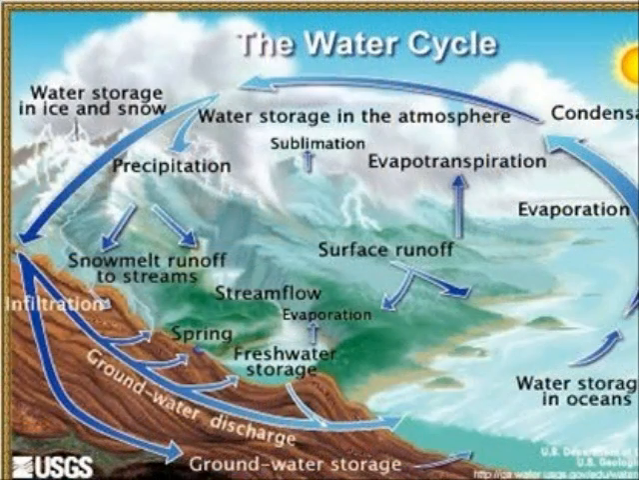The cycle never stops. Water is constantly moving through this cycle, which is why it has no beginning or end. All living things on Earth depend on water. Plants and animals need water to drink in order to survive.